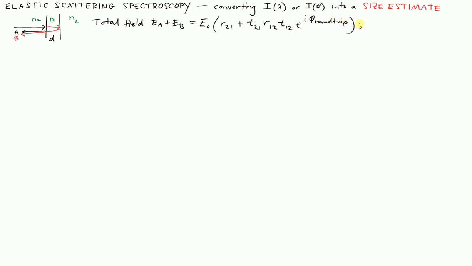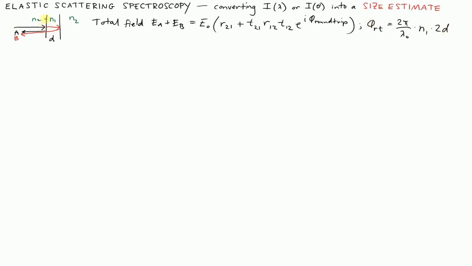Now, what is the phase accumulated on that round trip? Phi RT for round trip. It equals the wave number in vacuum, 2 pi over lambda naught. So lambda naught will be the wavelength of this light if it were in vacuum, times the refractive index of this middle region where it's doing this extra traveling and picking up this extra phase, times the total distance that it travels in this region, which is the round trip there and back, 2d.